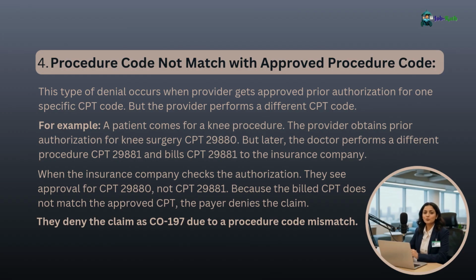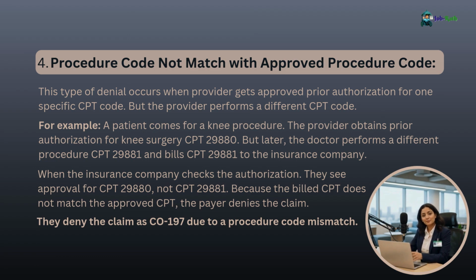The fourth CO-197 denial scenario is procedure code not matching the approved procedure code. This type of denial occurs when the provider gets approved prior authorization for one specific CPT code, but performs a different CPT code. For example, a patient comes for a knee procedure. The provider obtains prior authorization for knee surgery CPT 29880, but later the doctor performs a different procedure, CPT 29881, and bills CPT 29881 to the insurance company.